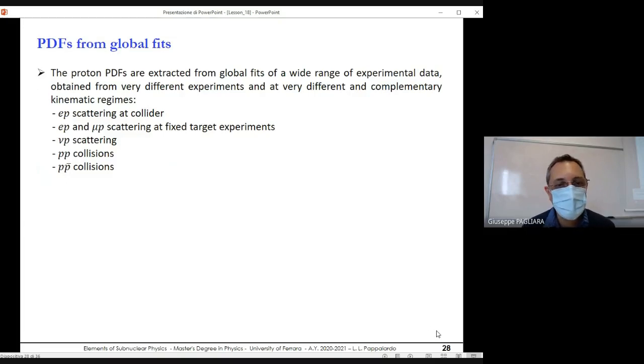Now, the proton PDFs are nowadays extracted from global fits over a wide range of experimental data, which are obtained from very different experiments with very different experimental techniques and complementary kinematic regimes. So today we have a huge bunch of experimental data on deep inelastic scattering, and not only: either coming from electron-proton scattering at colliders, like the ZEUS and H1 experiments at HERA that were just mentioned, or electron-proton or muon-proton scattering at fixed-target experiments, like HERMES or COMPASS at CERN, or neutrino-proton scattering, which is regulated by the weak interaction, proton-proton scattering, and proton-antiproton scattering as well. So you can also, as we will see, probe the proton structure in hadronic collisions, not only in electron-proton collisions.